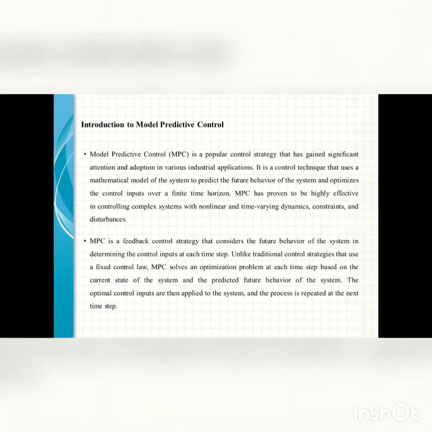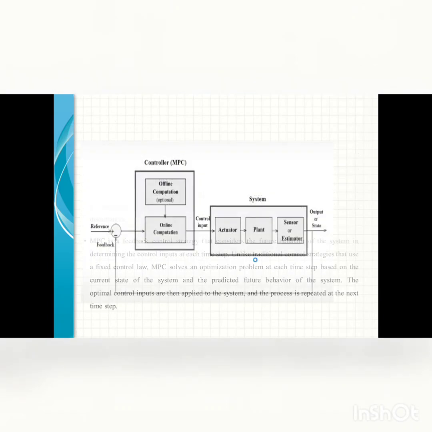Here, the model predictive control strategy is a control strategy where we get the future state of the system by using the present state and also the control inputs of the system. It is a feedback control strategy that considers the future behavior of the system in determining the control input at each time step. That is what I told.